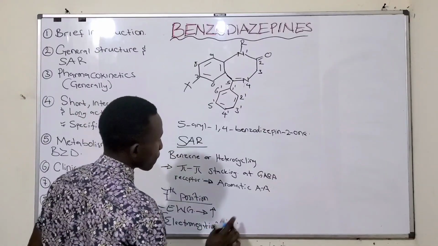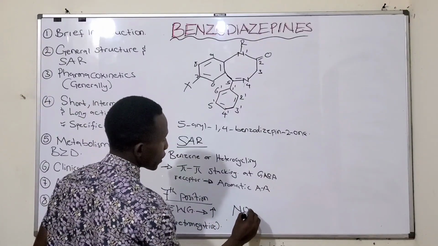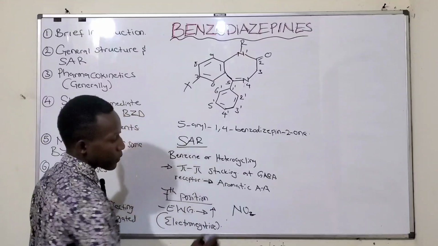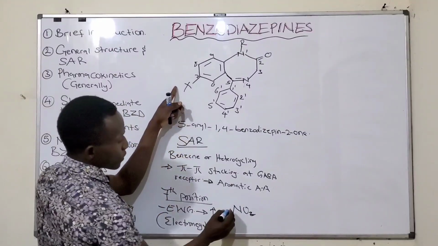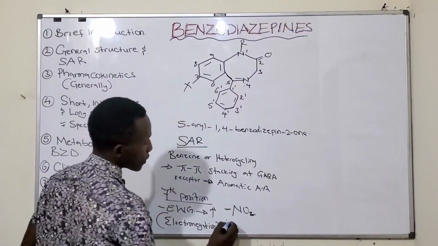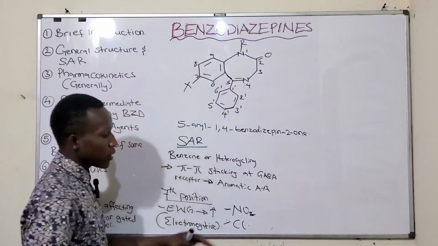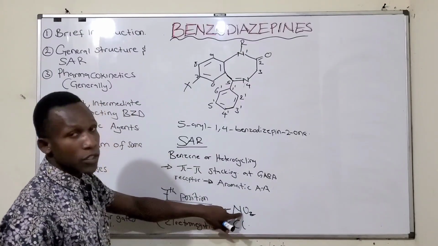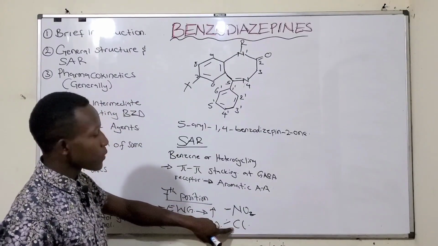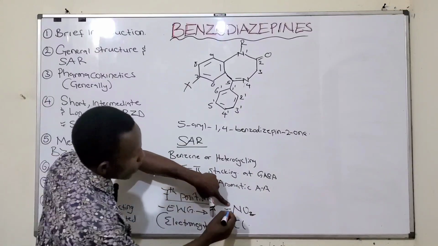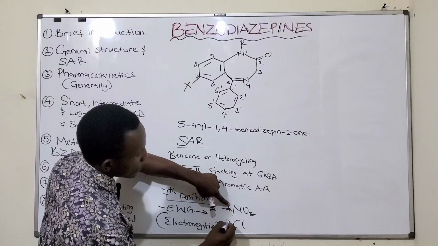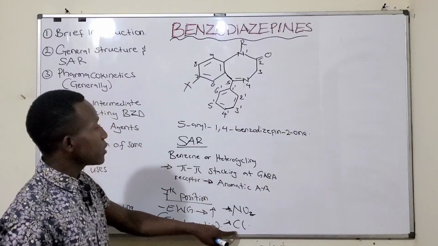For example, if you have this group, the nitro group at this position, it increases the activity more than the chloride group. They are both electronegative, but this one is more electronegative than this group. So meaning that this drug will have higher activity than this one with the chloride atom.